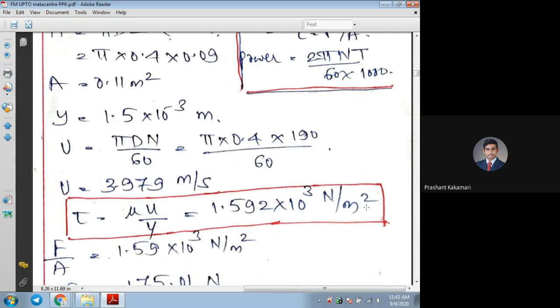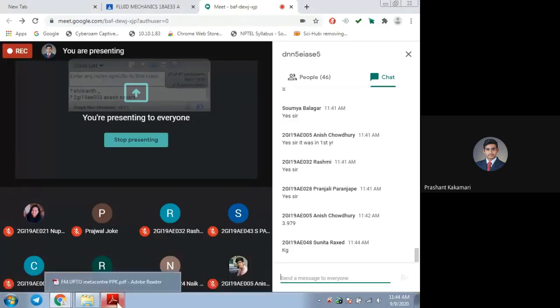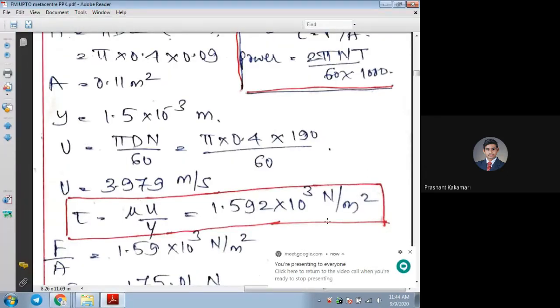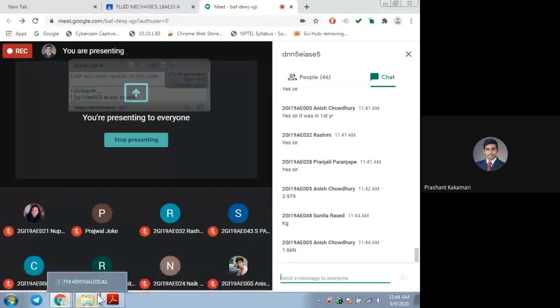So the answer is around 1.59 or 1.6 into 10 raised to 3. What can I write here? Can you tell me? 10 raised to 3 Newton per meter square. What can I write in other form? Yes, Newton I can convert into kg, that is also there. But we prefer Newtons in SI units. So I can also write 1.6 kilonewton per meter square. Correct? 10 raised to 3 is kilo. Yes.